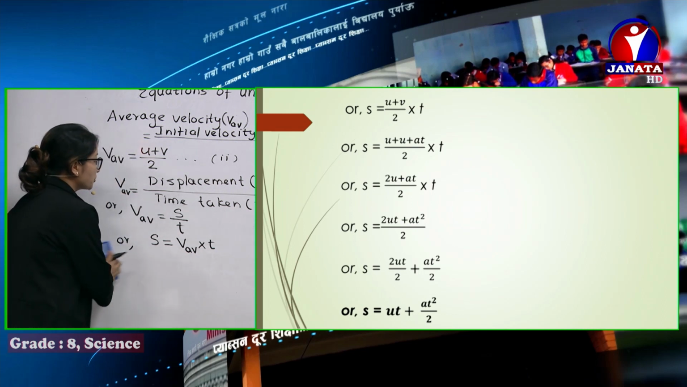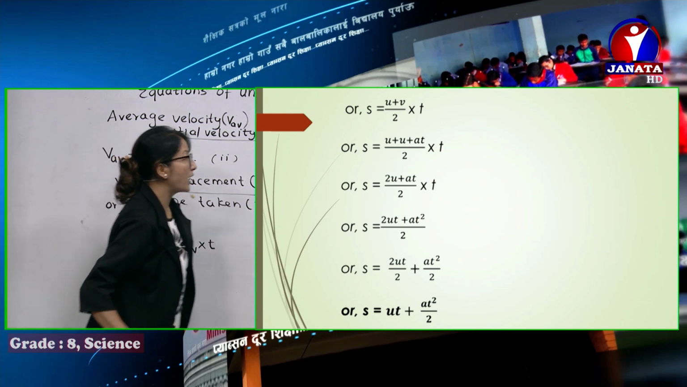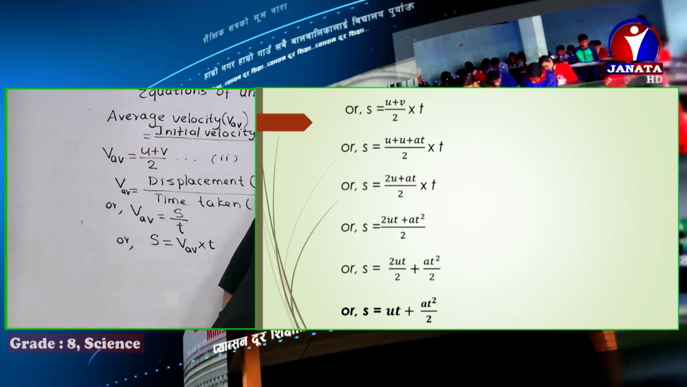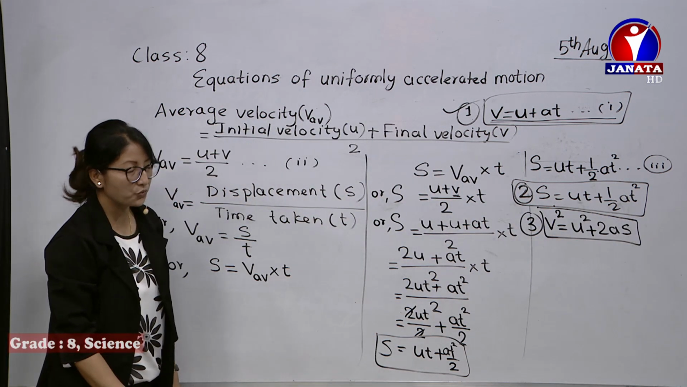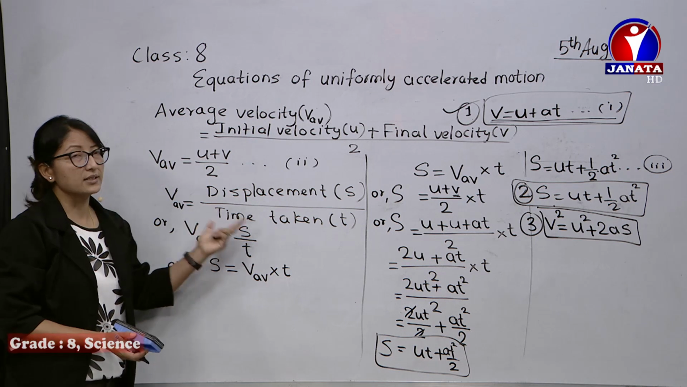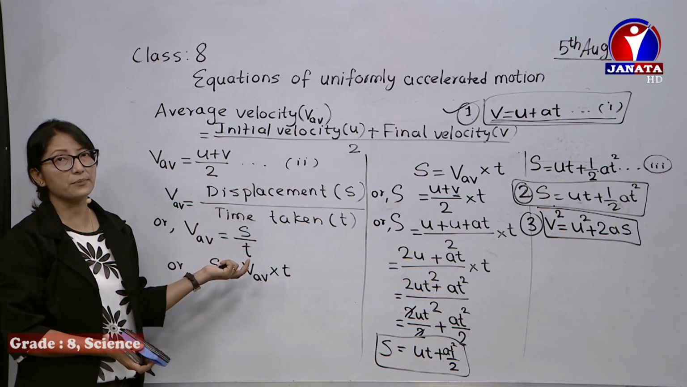Now let's move to the third one. We have the third equation left, that is v square equals u square plus 2as. This third one we are going to derive now. For this, it's simply a step, a simple step we have to change.